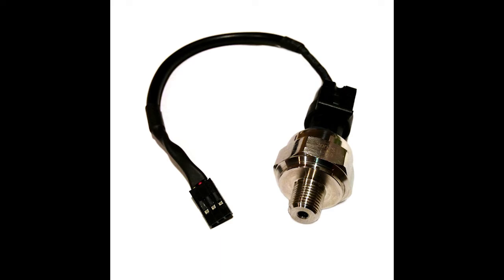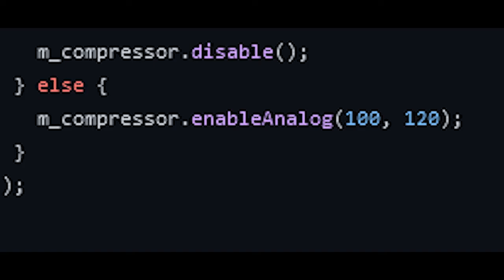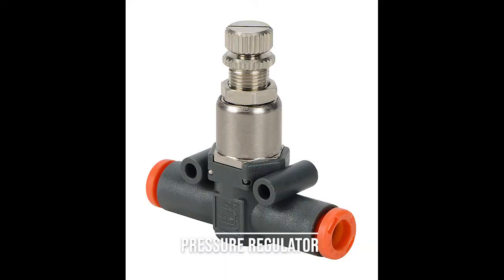For analog pressure switches, which we will be using this year, we can set this range manually in our code. We also have the pressure regulator, which is another device that allows us to control the pressure of the air in our system.